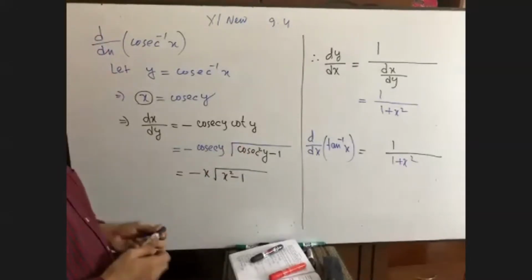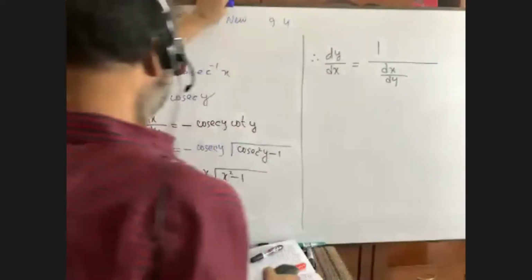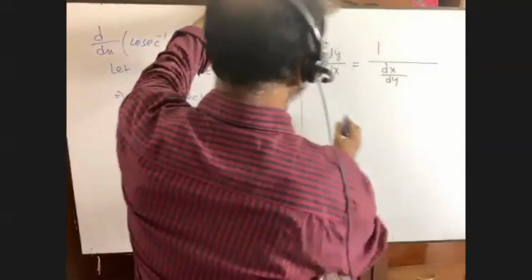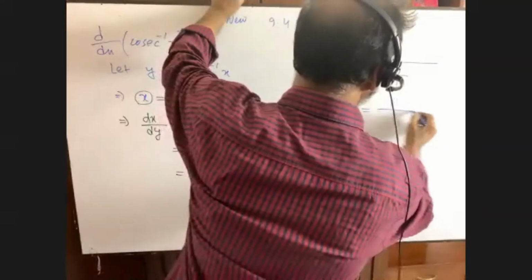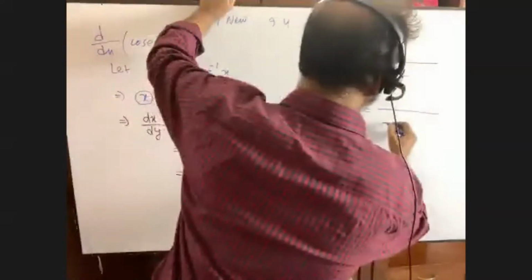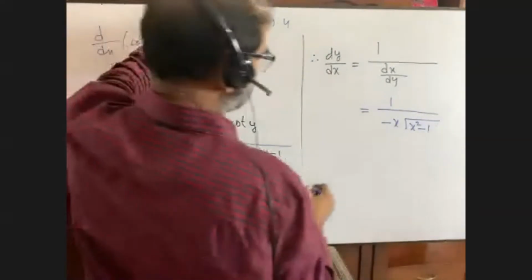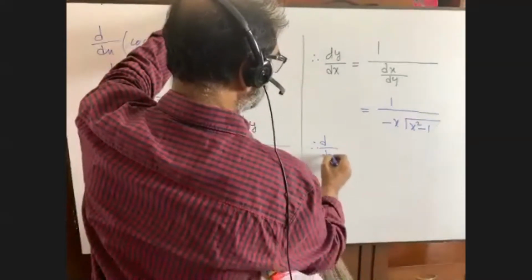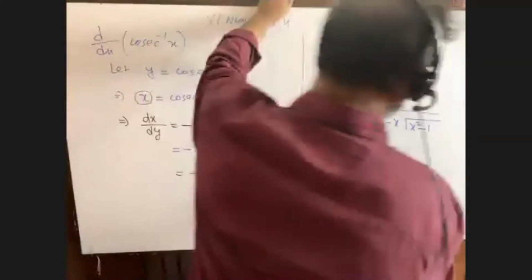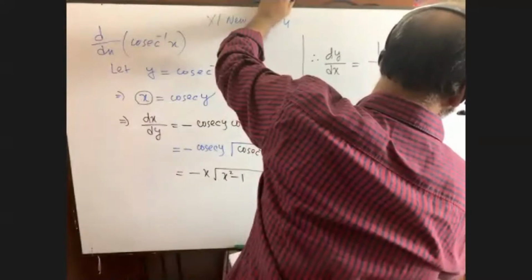Is it okay? So here we can write down dx by dy. That means 1 by dx by dy. What is dx by dy? Dx by dy is minus x root over x square minus 1. Therefore, d by dx cosec inverse x is equal to, we can write down, minus 1 by x root over x square minus 1.